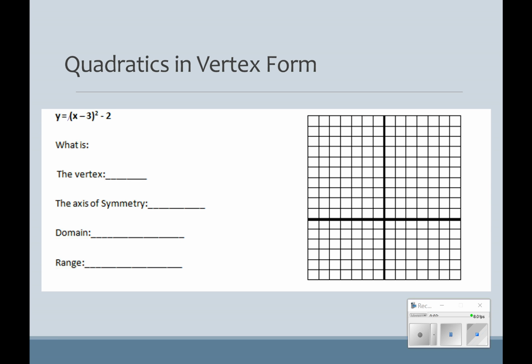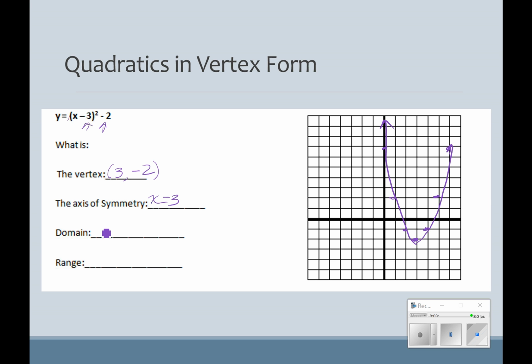Okay. Next example. Again, there's nothing in front of there, so it's positive. It's going to open up. My vertex comes from there. It's going to be (3, negative 2). My axis of symmetry is x equals 3. So from (3, negative 2), I'm going to go over 1 and up 1, over 2 and up 4 on both sides, over 3 and up 9. And we actually can fit that one onto the graph. I'm just going to connect the dots and make that nice little U-shaped parabola.